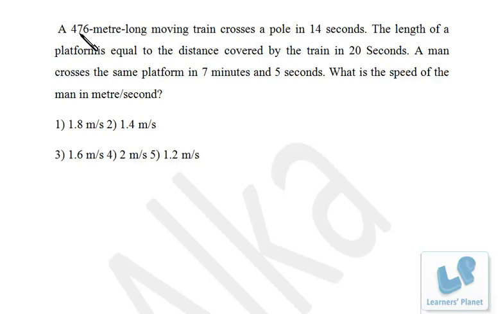Once again, simple problem. The length of the train is 476 meters and it is crossing a pole in 14 seconds, and generally we consider the width of the pole as negligible, right? So the train is crossing the pole in 14 seconds. That means from this data we can calculate the speed of the train, that is 476 by 14. So 14 3s are 42, then so that's 34 meter per second. That is the speed of the train.